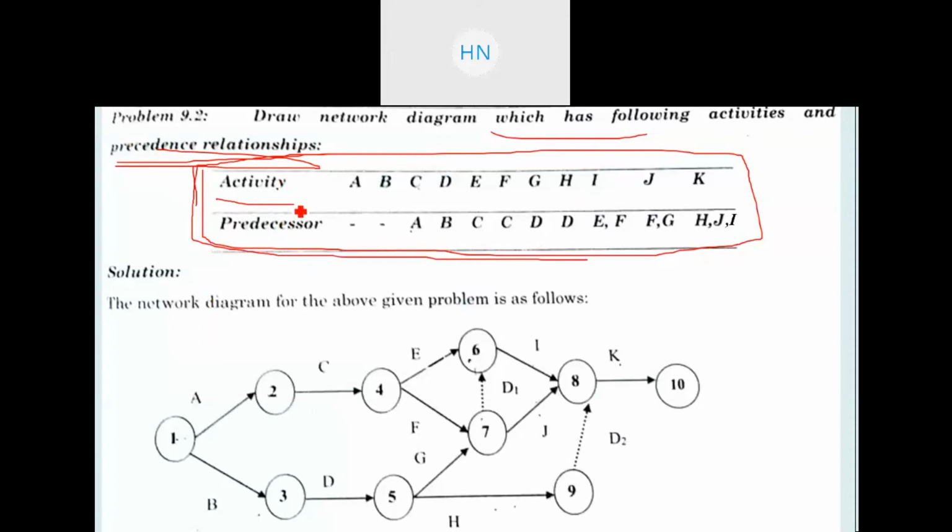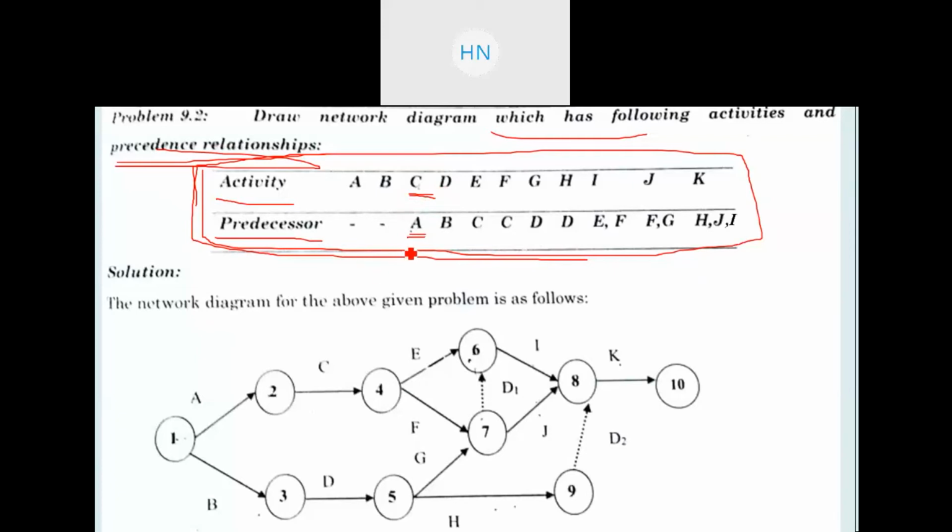So first of all, this first row is about activity, which indicates the different activities. Those are indicated by alphabets, that may be A, B, C, D, etc., right? And the second row is about predecessor. Predecessor means what? For example, this C has a predecessor A. That means before C is completed, it is compulsory that activity A should be completed before C, right? That is the meaning of predecessor.